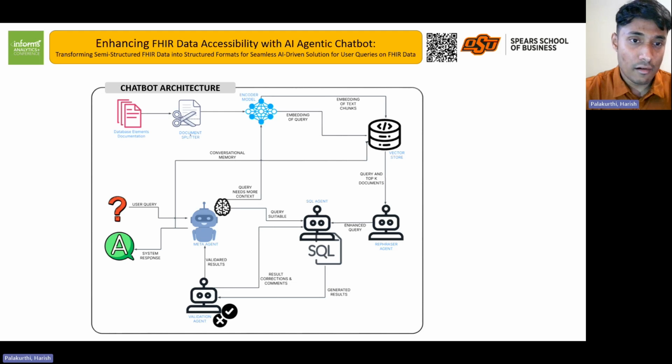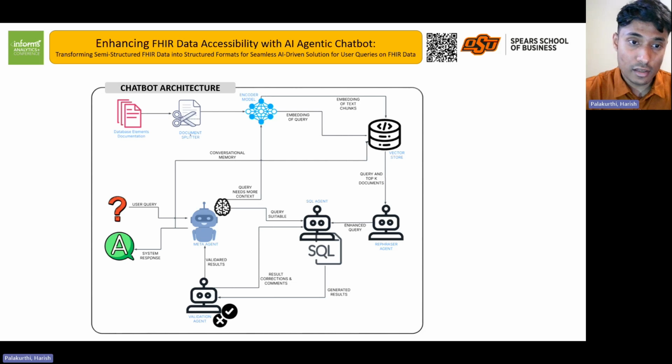So we will be getting relevant tables out of that similarity search, and those details along with the question and the documents will be sent to the rephraser agent over here. The rephraser agent will rewrite the question with more context that it gets from the tables. Then the rephrased question will be sent to the SQL agent.